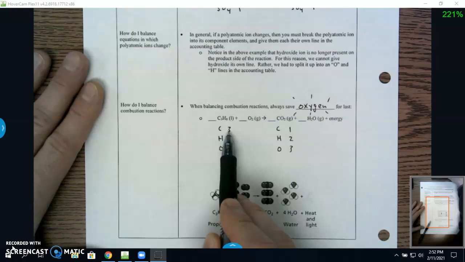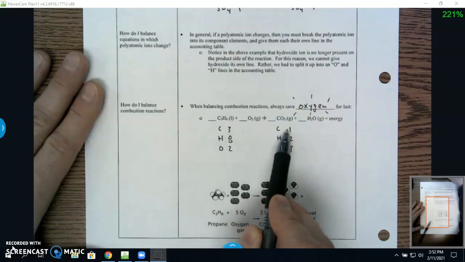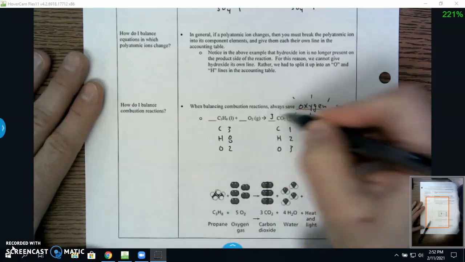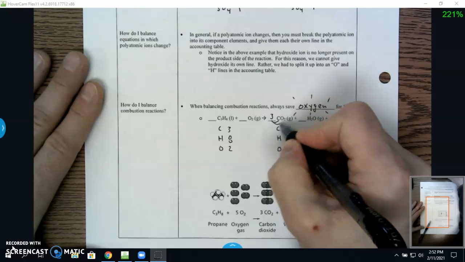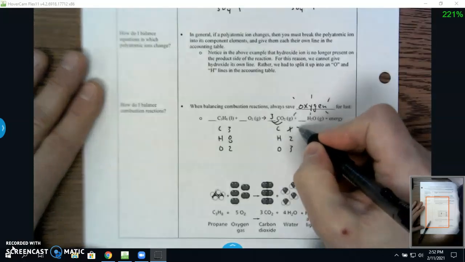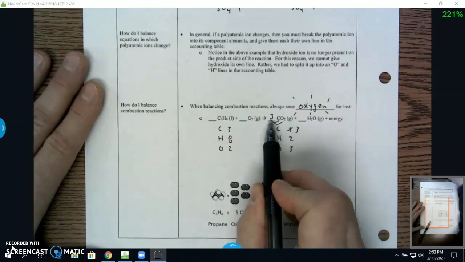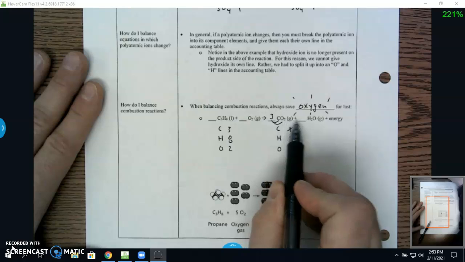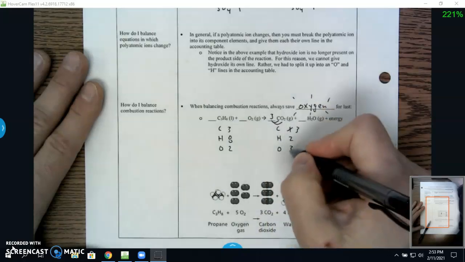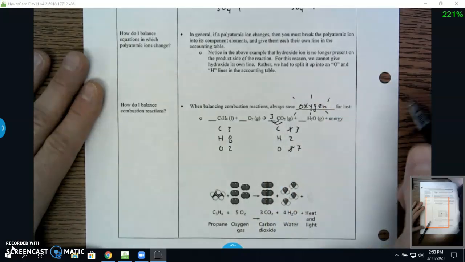So I'm just going to start at the top with carbon. Because I've got more carbons on the reactant side than the product side, I need to work on the product side. And I need the coefficient 3 right there. That gives me 3 carbons. And I have these 6 oxygens. Remember, it's distribution, so it's multiplication. 6 oxygens plus 1 oxygen is 7 oxygens.